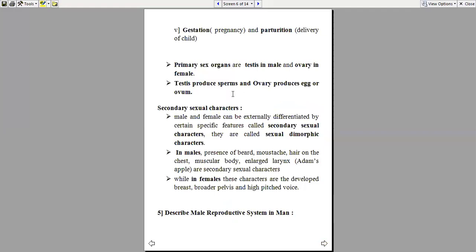Topic number 5 is gestation. Gestation is pregnancy, where we are going to study all the three trimesters. Trimesters means period of 3 months each. Total comes to 9 months. And parturition. Parturition is the process of delivery of the child. So in this way, the entire chapter will be divided into these 5 events, followed by birth control measures and sexually transmitted diseases.